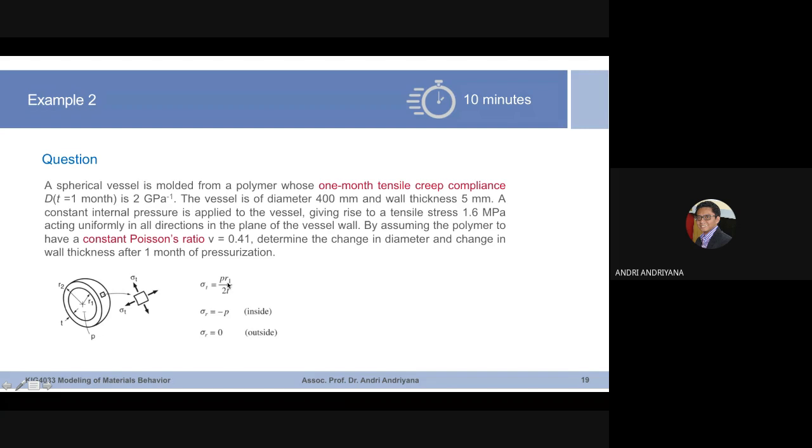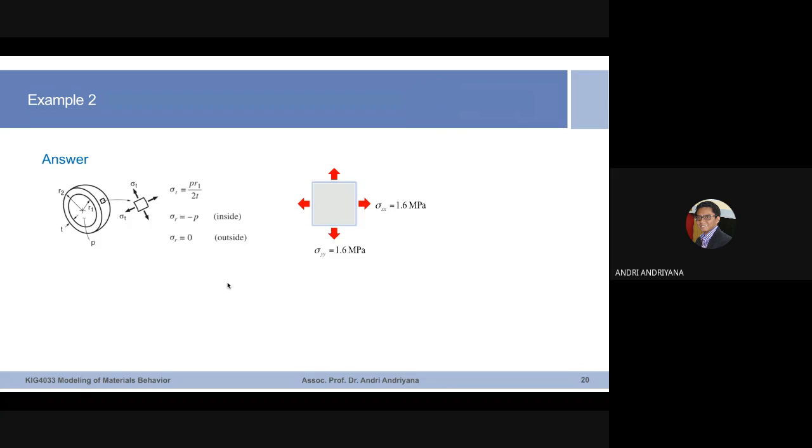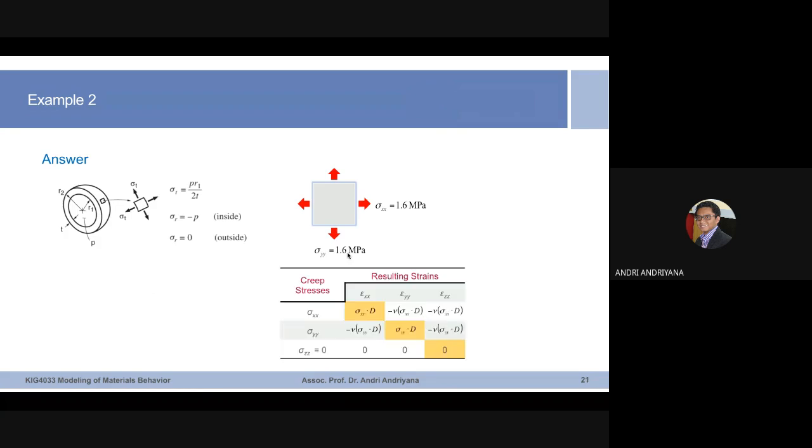P is internal pressure, R is the radius, and T is thickness. Looking at these elements, sigma xx is 1.6, sigma yy is also 1.6. It is given in the example directly, so we can make use of linear elasticity theory here.